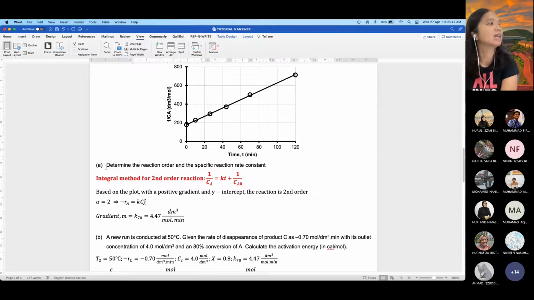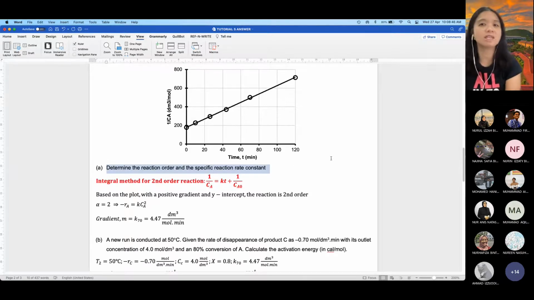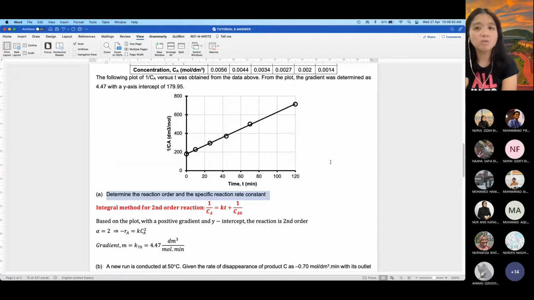The first question says, determine the reaction order and the specific reaction rate constant. We want to find alpha and K. I told you, we already know this is a second order plot. So you go and look at the equation for a second order reaction. What is the equation in the integral method? The equation is given as 1 per CA equals KT plus 1 per CA naught.